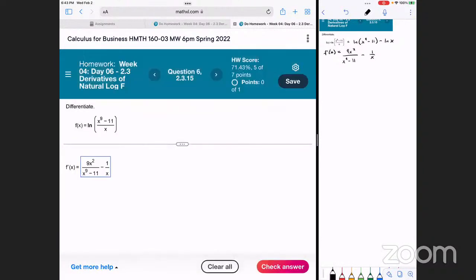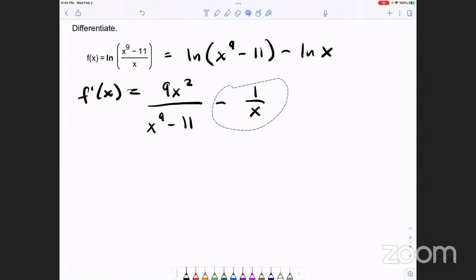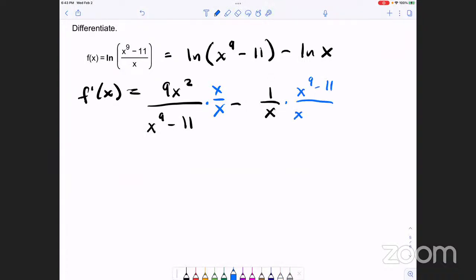Okay, so what I'm going to do is extend it, simplify it down some, a little bit further. So if we get a common denominator, for this first one, we're going to multiply by 1 in the form of x over x, so we get our desired denominator. And the second one, we're going to multiply by 1 in the form of x to the power of 9 minus 11 over x to the 9 minus 11, right? So again, we're just multiplying by 1 so that we can get a common denominator.